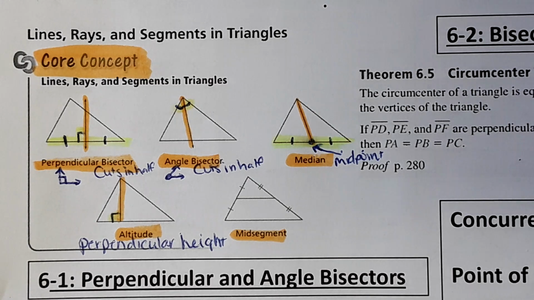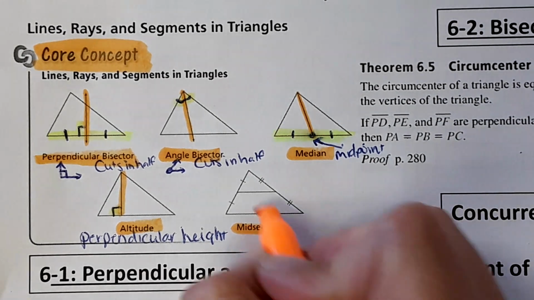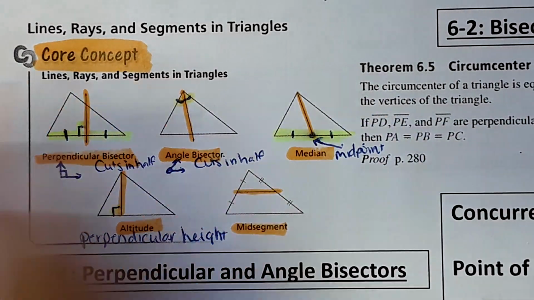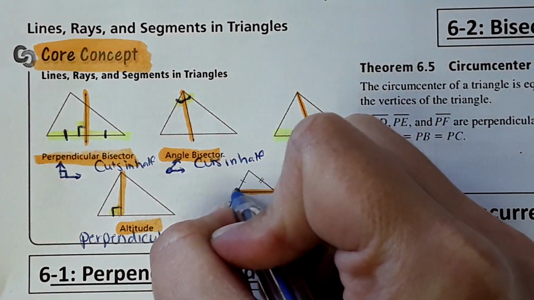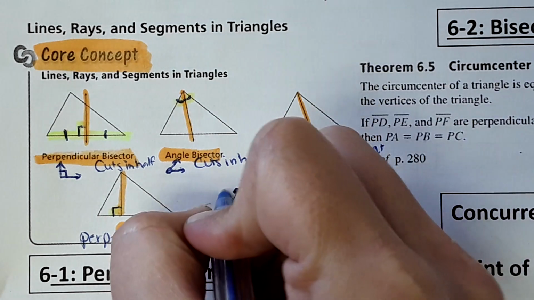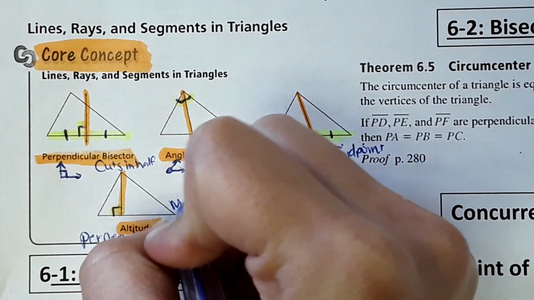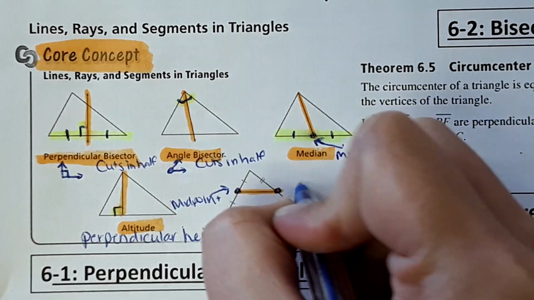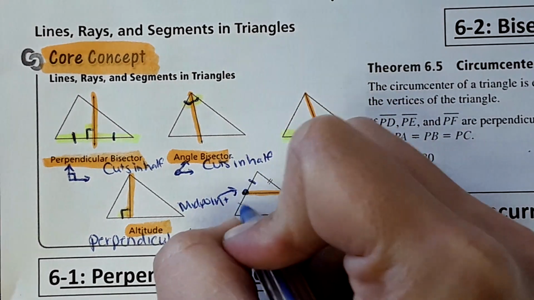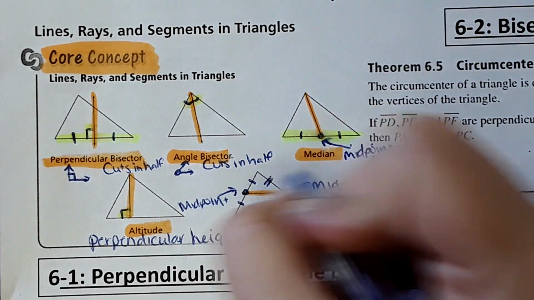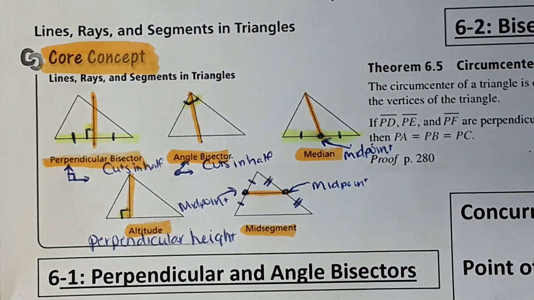And then mid-segment, this is a new word here. The mid-segment in this picture is this line right here, and what makes it a mid-segment is it actually hits this line at its midpoint and this line at its midpoint as well. So this is the midpoint of that segment, and this is the midpoint as well. So therefore, this is the same length as this side, and then this is the same length as this one. Okay, so those are some keywords that you need to know.